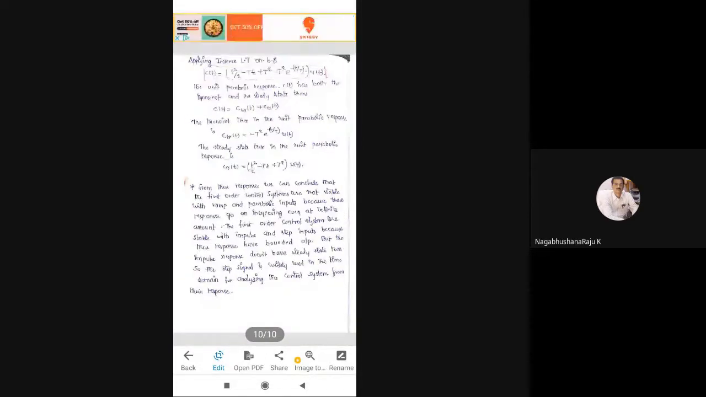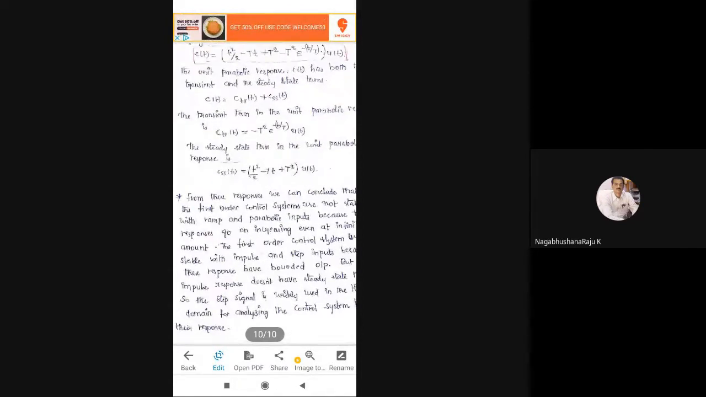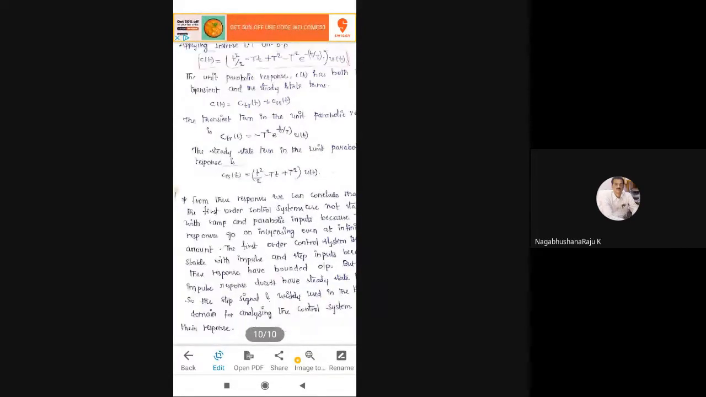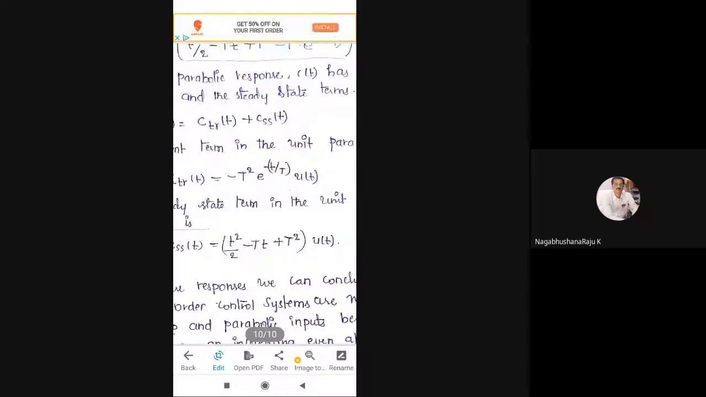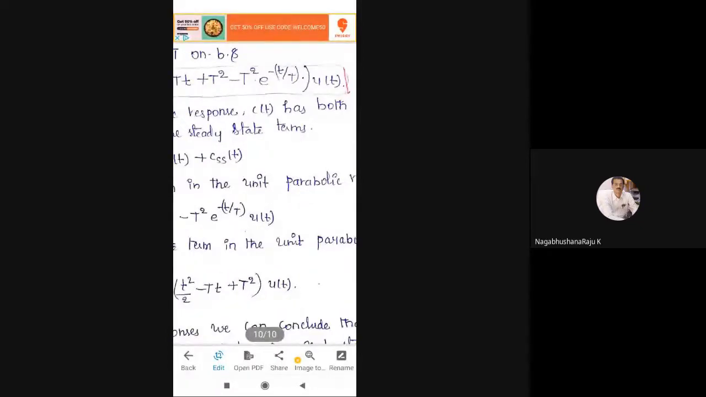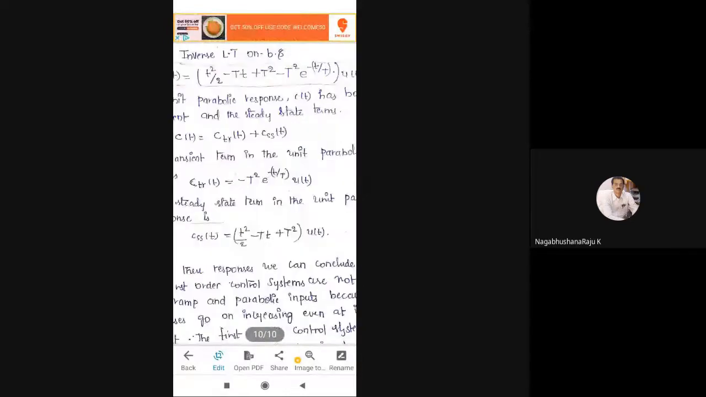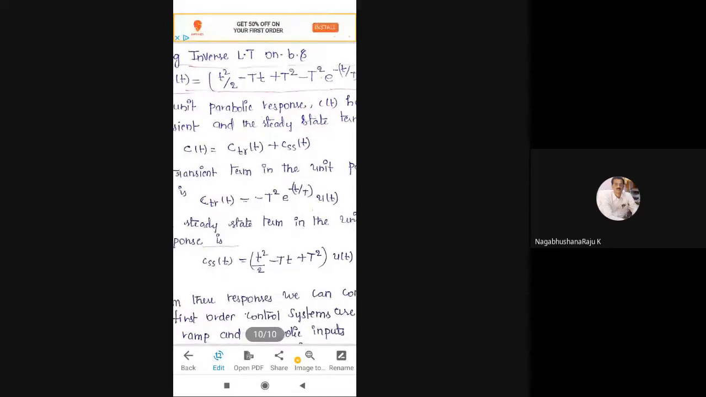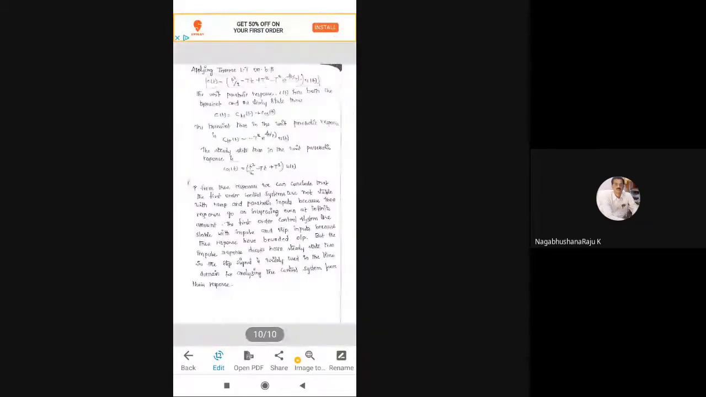The unit parabolic response c(t) has both the transient and the steady state terms. So, c(t) = c_tr(t) + c_ss(t). In this equation, the transient term is -T² e^(-t/T) u(t), and the steady state term is (t²/2 - Tt + T²) u(t). This parabolic response also has both the steady state and the transient state.